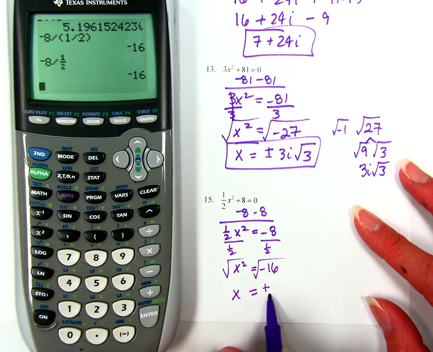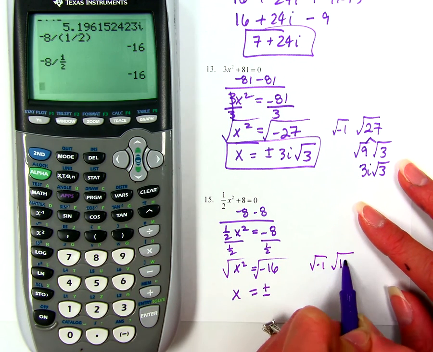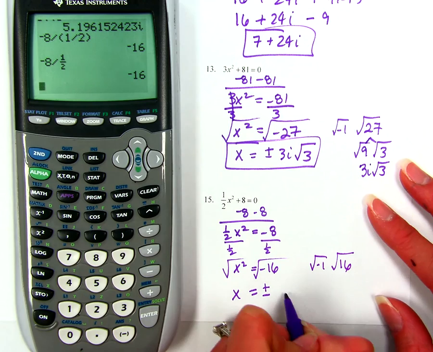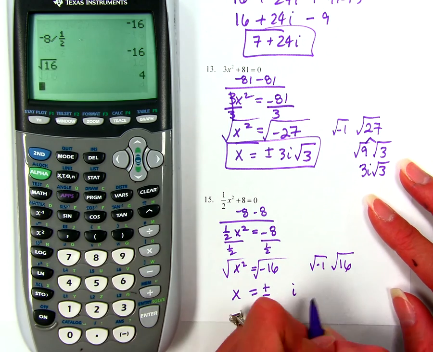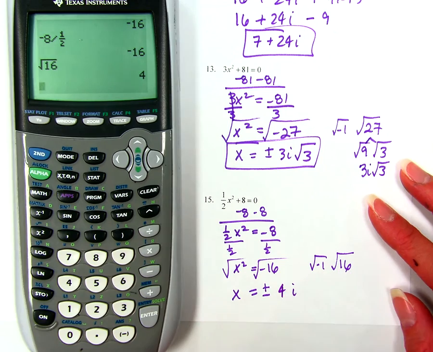So I know I'll have plus or minus. Anytime I take the square root of a negative, I know I'll have i in my answer. And what's the square root of 16? It's 4, so it's plus or minus 4i.